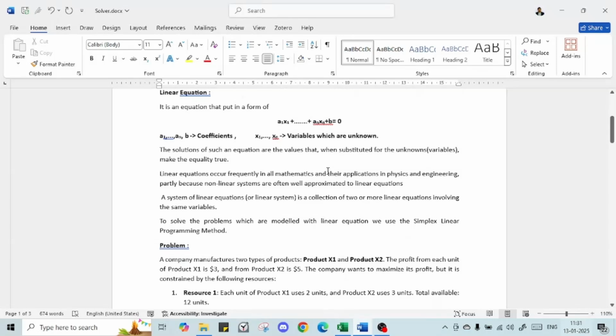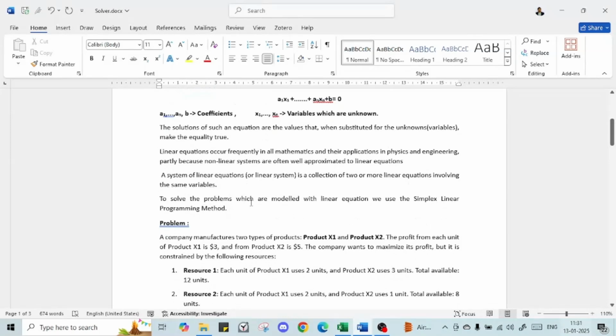Linear equations occur frequently in all of mathematics and its applications in physics and engineering, partly because nonlinear systems are often well approximated by linear equations. A system of linear equations is a collection of two or more linear equations involving the same variables. To solve problems modeled with linear equations, we use the Simplex Linear Programming method.